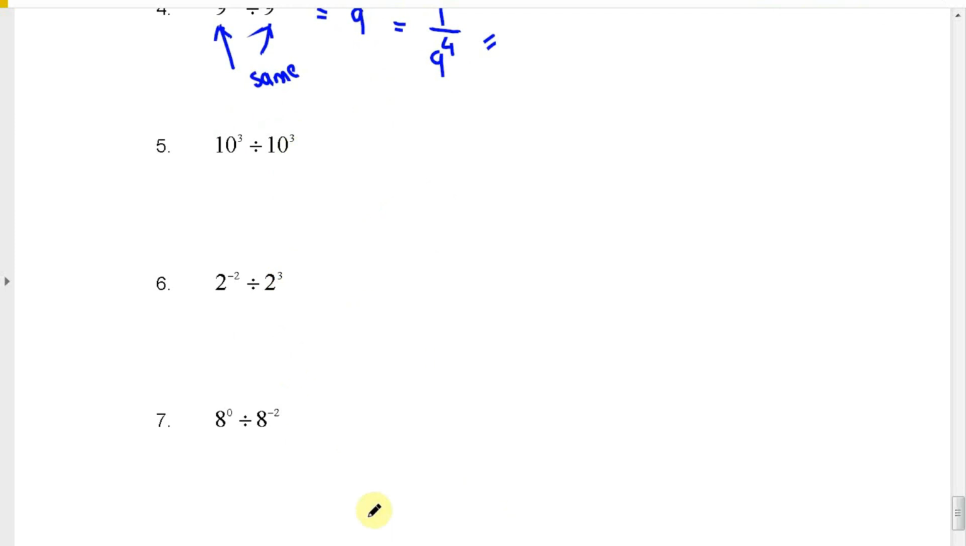Have a go at these 3. See how you go. Take your time. Double check your answer. And I'll give you the answers to these shortly.